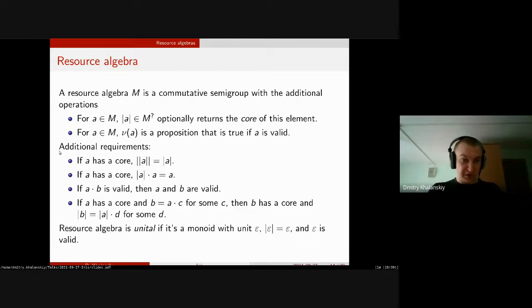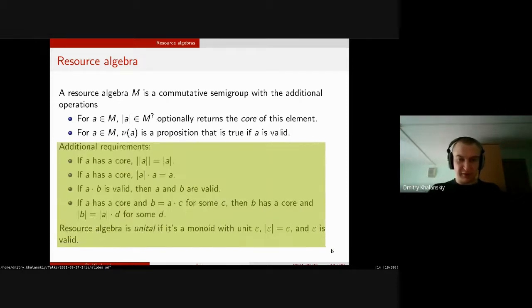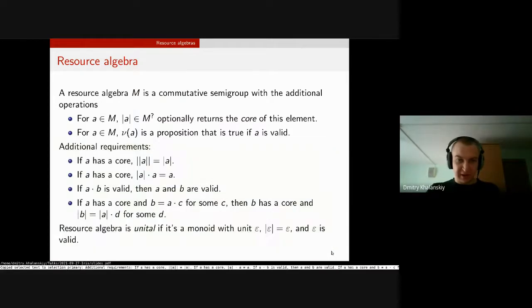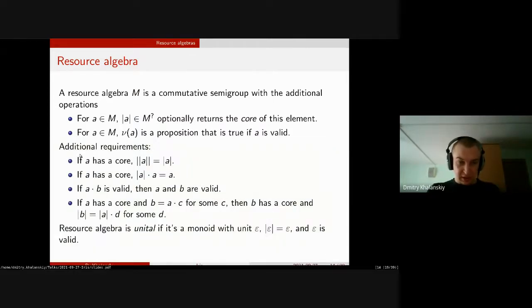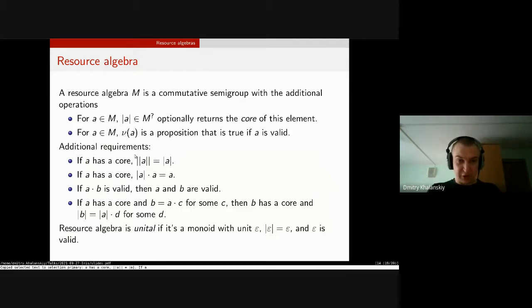Some additional requirements that may shed some light on the definitions of cores and validity. If something has a core, then the core of that core is the core of the element itself. Also, if an element has a core, then combining that element with its core via the semigroup operation, I will be using this central dot to mean the semigroup operation, equals the element itself.